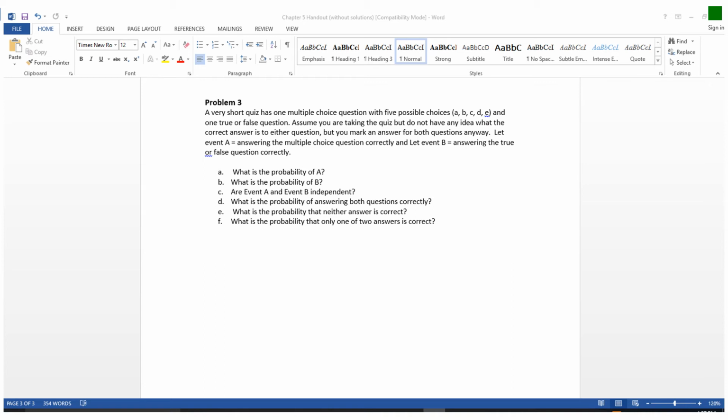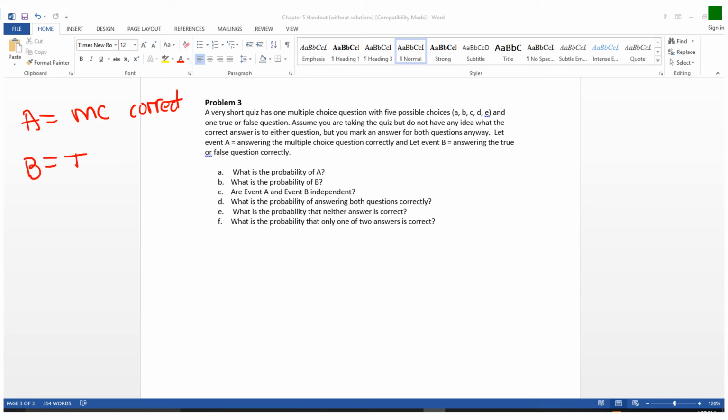Okay, so here on this illustration, I'm focusing exclusively a little bit on this idea of independence. So the way I set this problem up is you got two events. You got a multiple choice question and a true-false question. And so I like to say, let A represent that you get the multiple choice question correct.